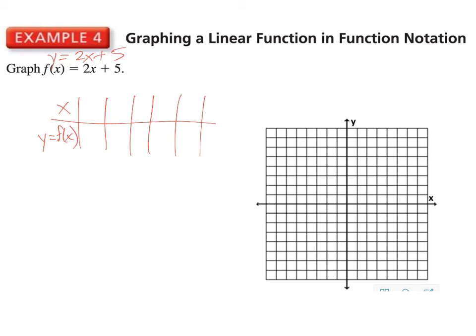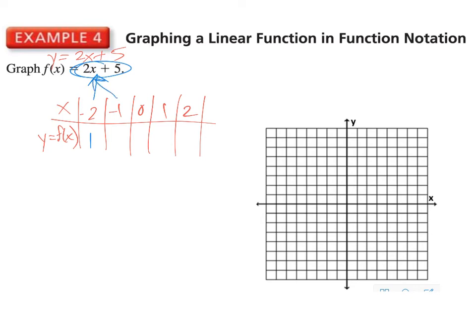All right, so you choose whatever x values you want. I'm going to choose negative 2, negative 1, 0, 1, 2. All right, and you're going to plug each of these values in here, one by one, and work out what the y value is, or what f of x is equal to. So if I plug negative 2 in here, what do I get? I get 2 times negative 2 is negative 4, plus 5 is 1.